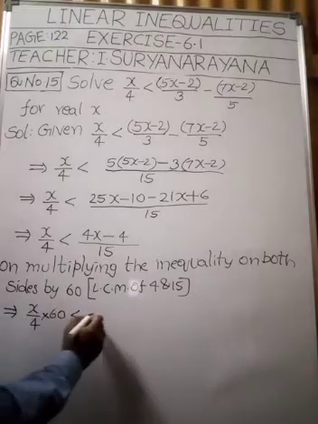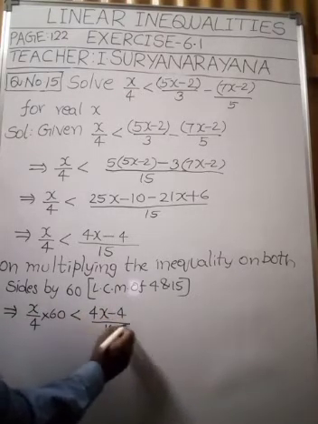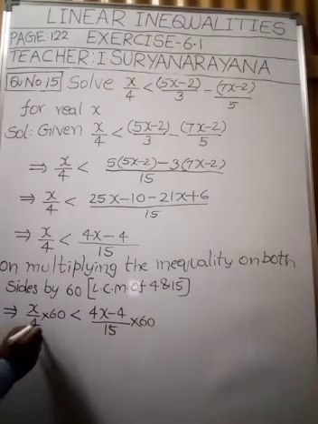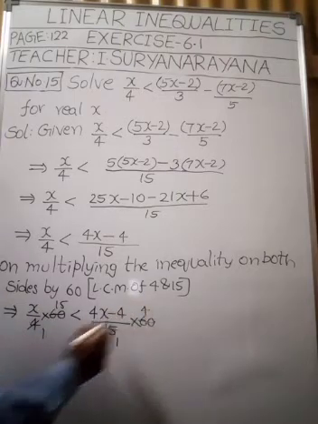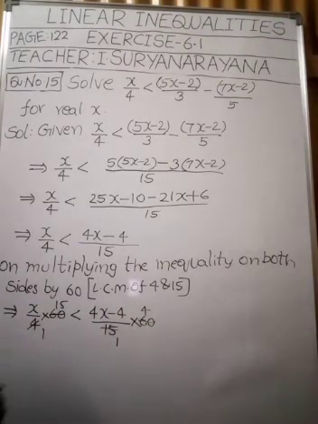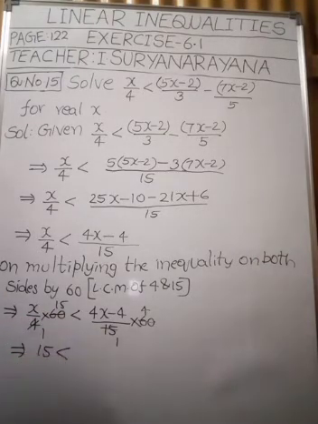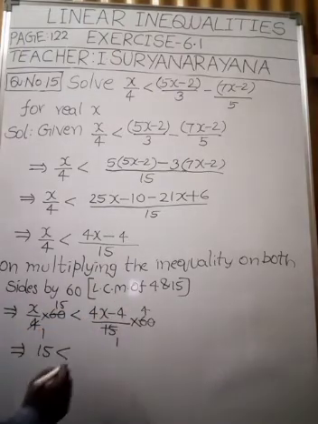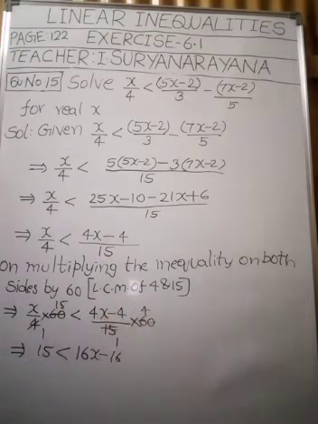Okay, right. (4x minus 4) by 15 into 60. Okay, my children? Right. Now 4, 15 times. Here 15, 4 times. Understood this step, my children? Right. Here what will we get in LHS? 15x less than. Here we use the distributive property. 4 into 4, 16x minus 4 into 4. What will you get? 16. Understood this step, my children?